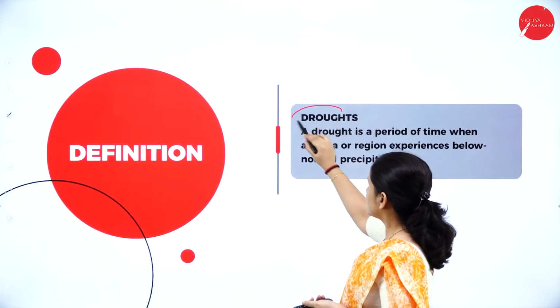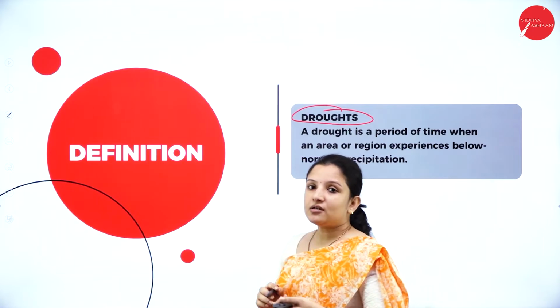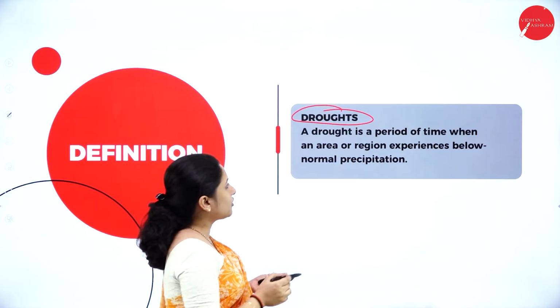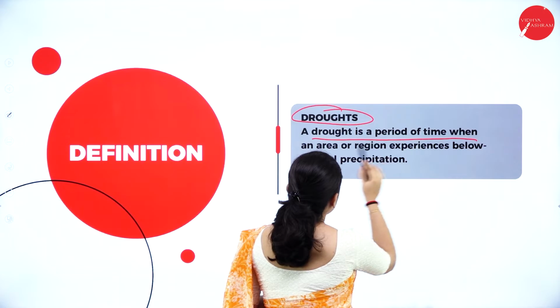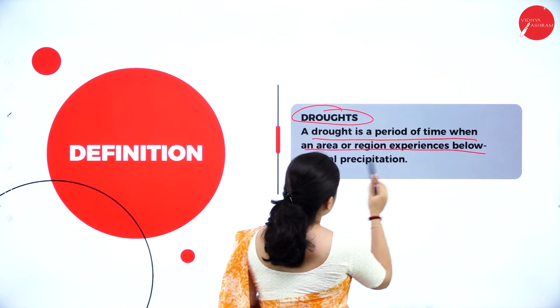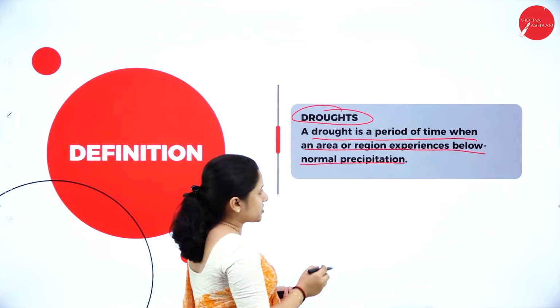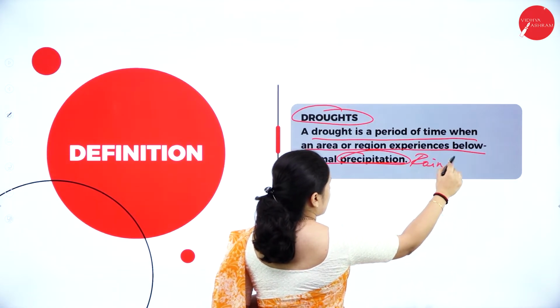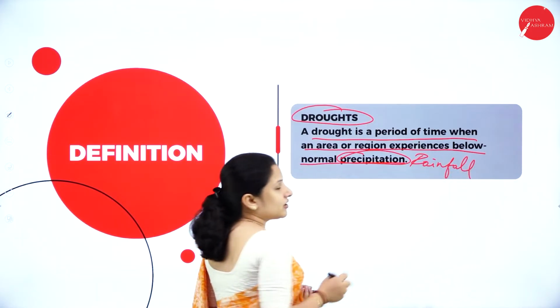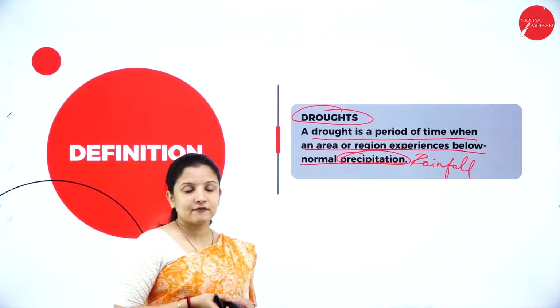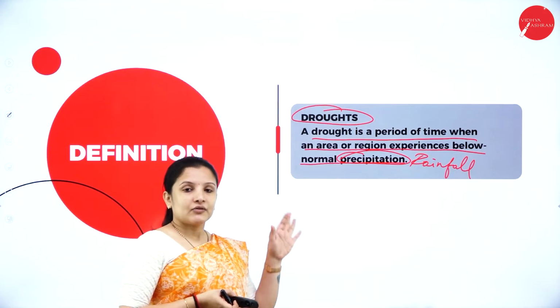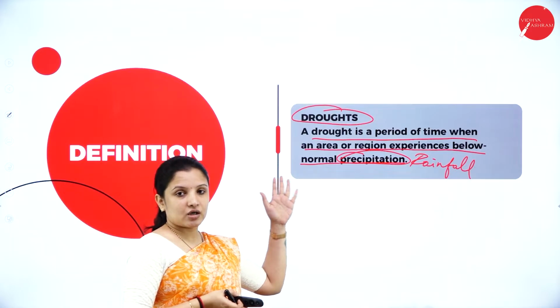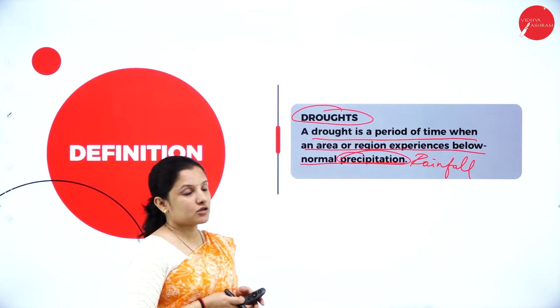Next, talking about droughts. So what is a drought? A drought is a period of time when an area or region experiences below normal precipitation. So what do you mean by precipitation? It is nothing but rainfall. So any region that receives very little or scanty rainfall, a dry condition will arise. That is nothing but drought.